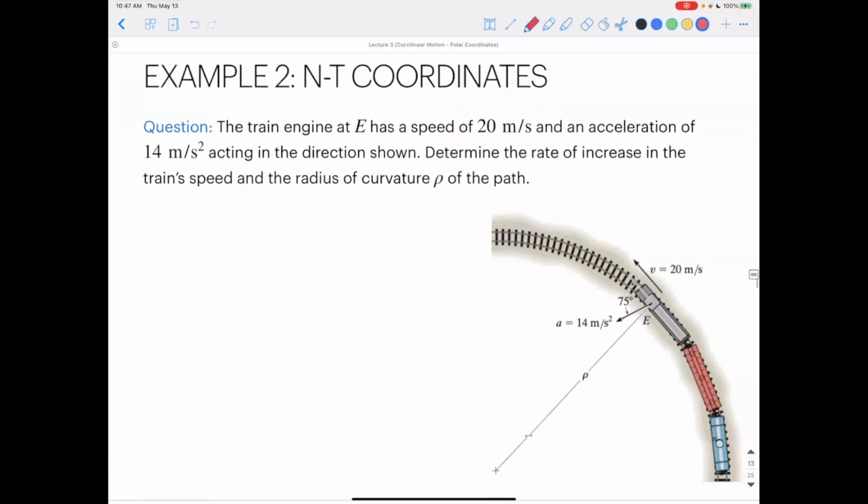Okay, example 2. A train engine, at point E, or we care about the part of the engine that's at point E, has a speed of 20 meters per second and an acceleration of 14 meters per second squared, acting in the direction shown. So that's 75 degrees inward towards the radius of curvature from the direction of motion. Determine the rate of increase in the train's speed and the radius of curvature of the path.